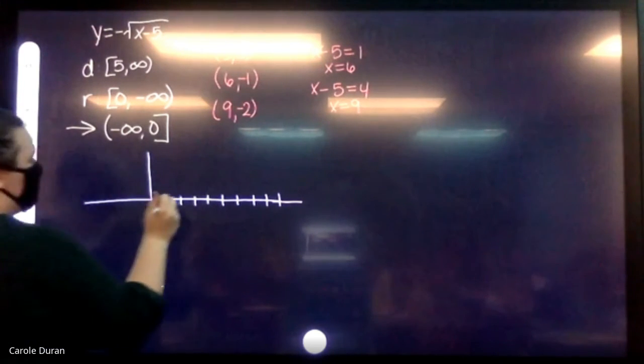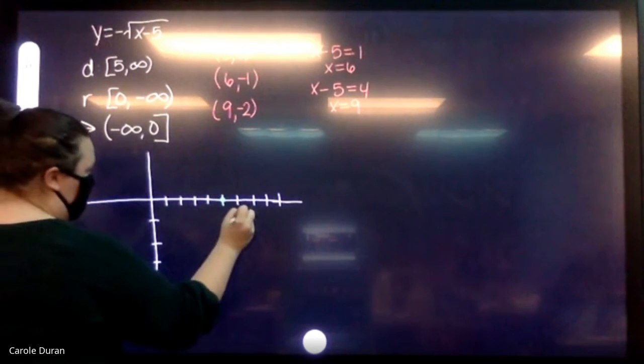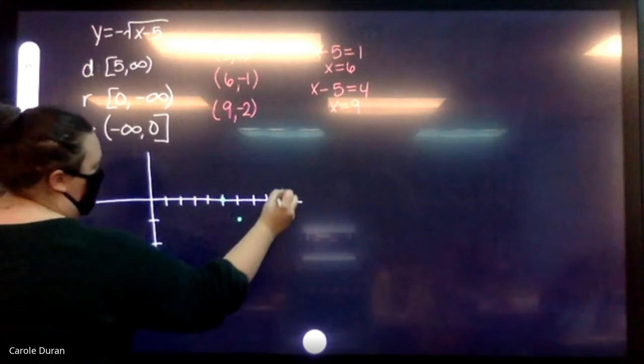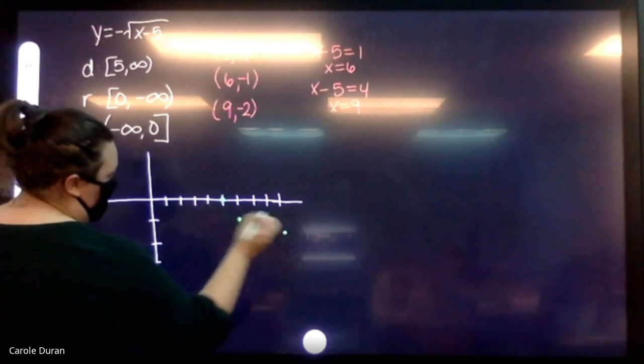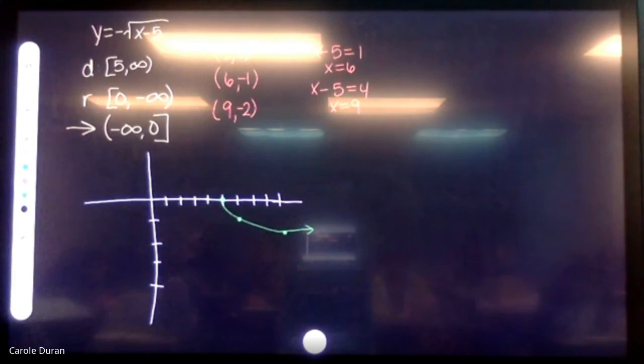My first point was 5, 0. My second point is 6, negative 1. And my third point is 9, negative 2. So I go ahead and I draw my graph through those 3 points. How do we feel about that? Okay. Any questions, concerns, or issues on graphing radical equations and finding domain and range, because that's a huge part of it.